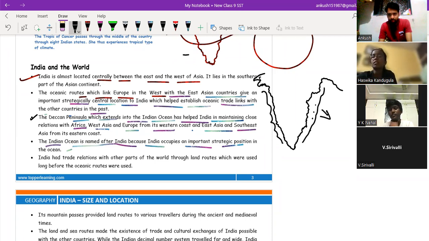Seaways are easy to transport, sir, because it is a long journey. Don't say seaways, you should say waterways. Waterways carry more cargo in less time. That is the most important thing. That is the cheapest transportation.